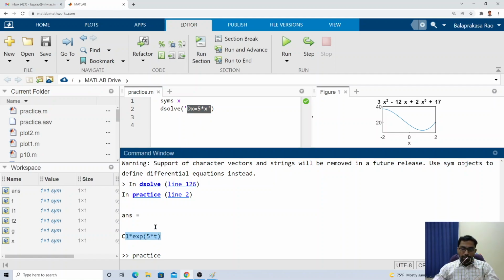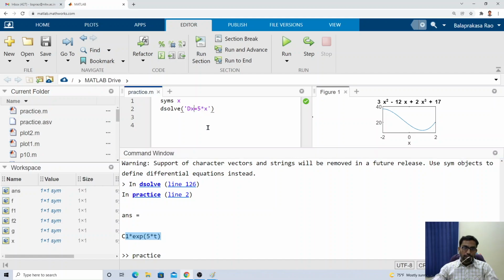Similarly, you may want to solve some other equation. Let us say f double dash minus f equals 0. What do you want to solve? f double dash, that means D2x minus x equals 0. You want to solve this, and you can solve it.